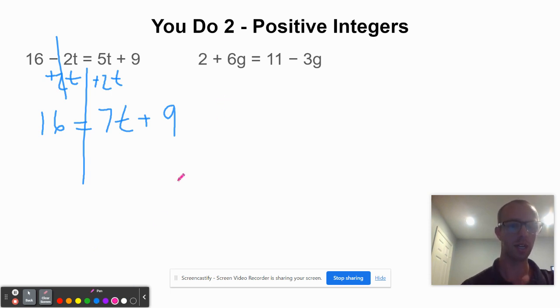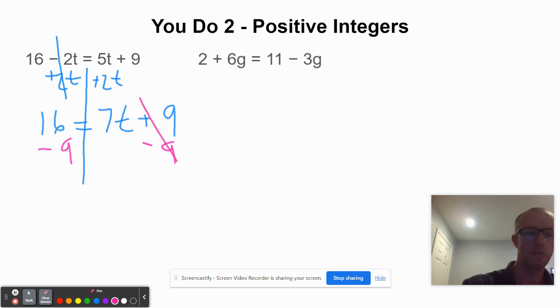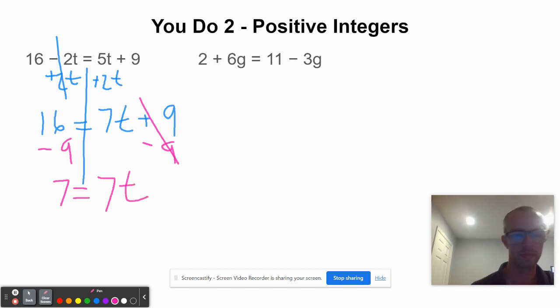I'm going to switch to pink. Now I have a two-step equation. This should be basic by now. I want to get rid of the stuff on the variable side. My variable is t. My coefficient is 7. My constant is positive 9. I'm going to get rid of the constant first. Do the opposite. Subtract 9 from each side. 16 minus 9 is 7. I get 7 equals 7t.